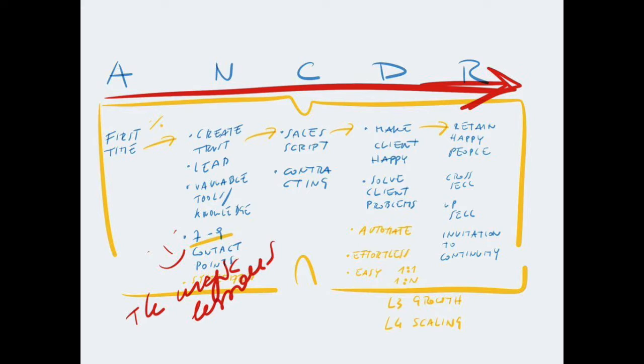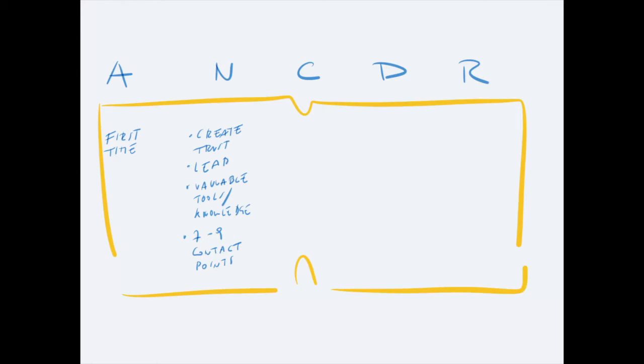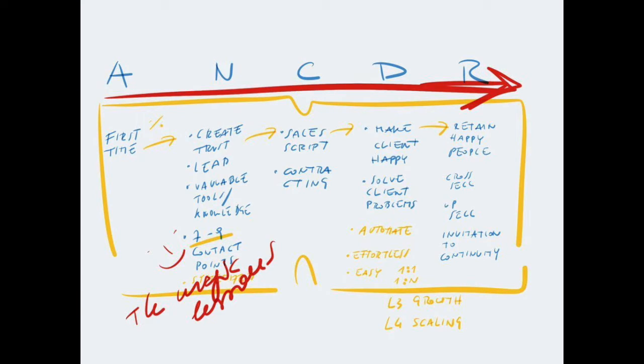And here, to answer your question, it's just a symbol. I did it at C, but the bottleneck will be in attract, in nurture, in closing, in delivery, in retaining, at different points. So just make the X where the current bottleneck is, and I just had to do one as a symbol, and I put it in the middle because I thought it's aesthetically better. But it's just a symbol.